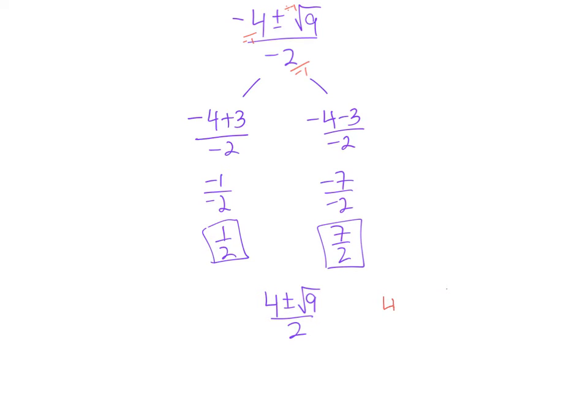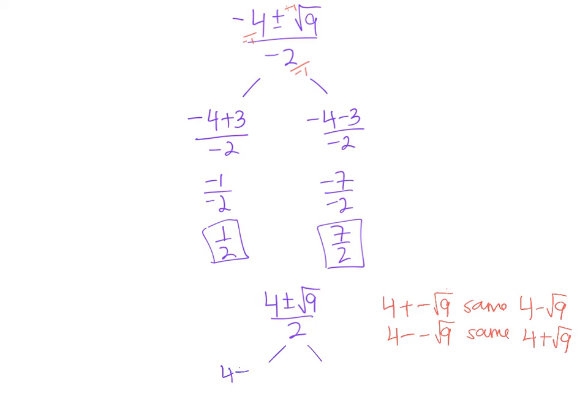because if I have 4 plus negative square root of 9, that's the same as 4 minus the square root of 9. And if I have 4 minus a negative the square root of 9, that's the same as 4 plus the square root of 9. So I don't need that extra negative symbol because I will get 4 minus root 9 and 4 plus root 9 in my calculations. So now let's look at these two answers.